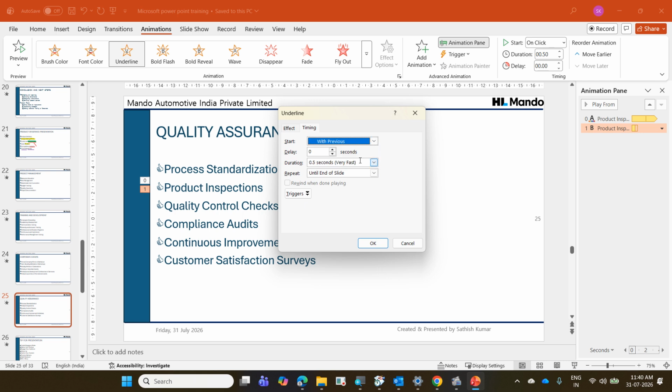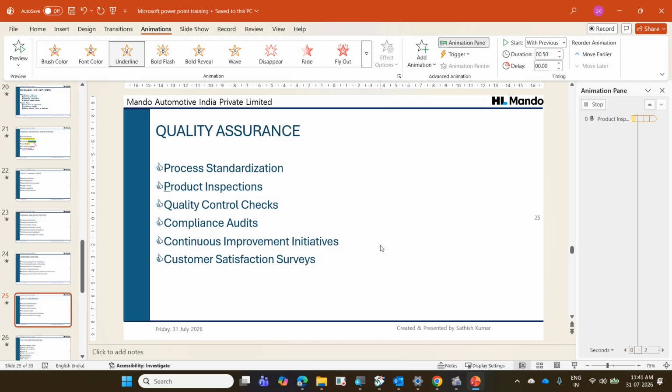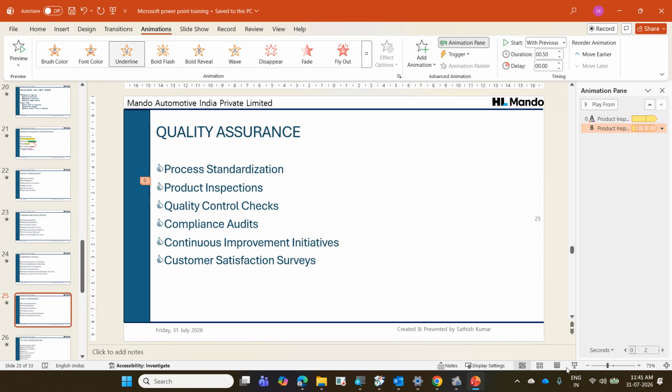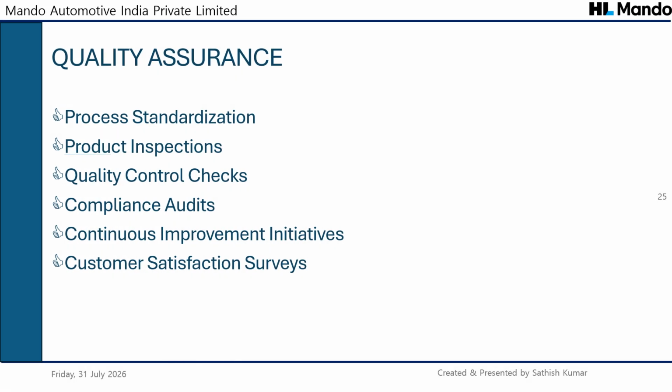Now when I run the slideshow, both will happen together. The underline is also happening, as well as the color change. Both together. Font color, background color, we can show with a circle too. The circle we'll see in a later part.